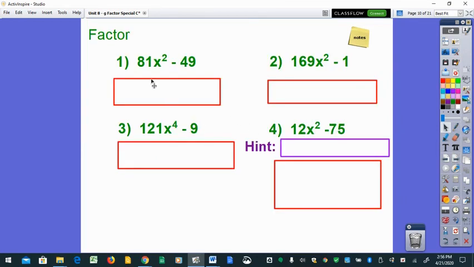Okay, so see the perfect squares? See the perfect squares? No perfect squares. Might have to look for something first. Why don't you pause the video and see how you do on these? We'll come back in a second and check them.